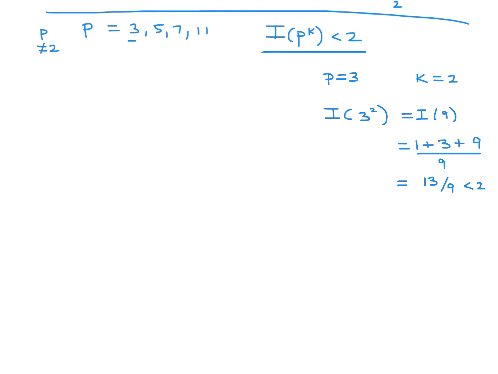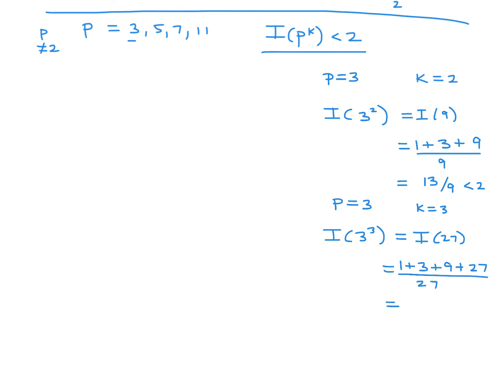Let's try another one. Let's try P equals 3, but this time K equals 3. Now we have I of 3 to the power of 3, which is I of 27. We take the divisors of 27, which are 1, 3, 9, and 27, I believe. Then we add them all up and divide by 27. That would be 40 over 27, which again is less than 2. That doesn't prove this, but it does give another example. I just wanted to show those examples to talk about what it is that they're asking.